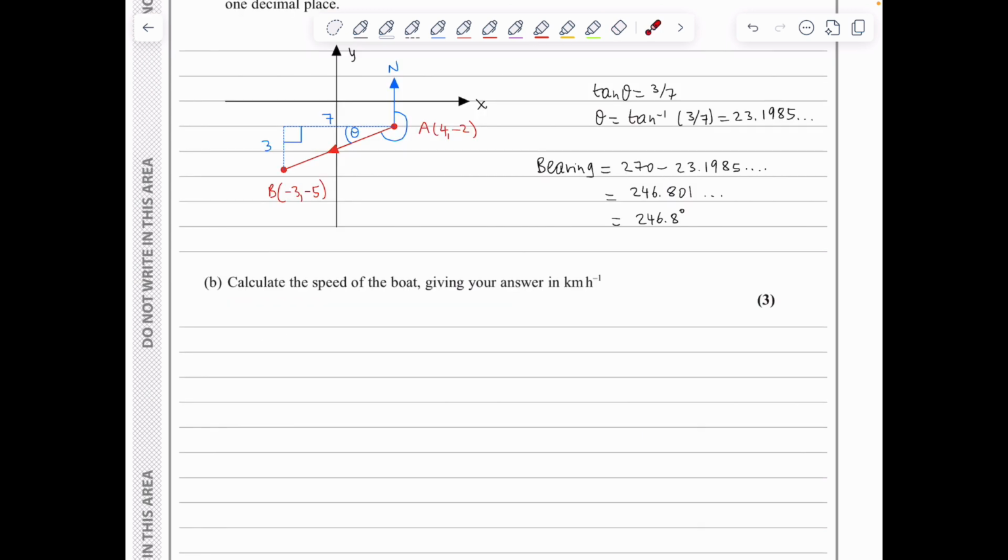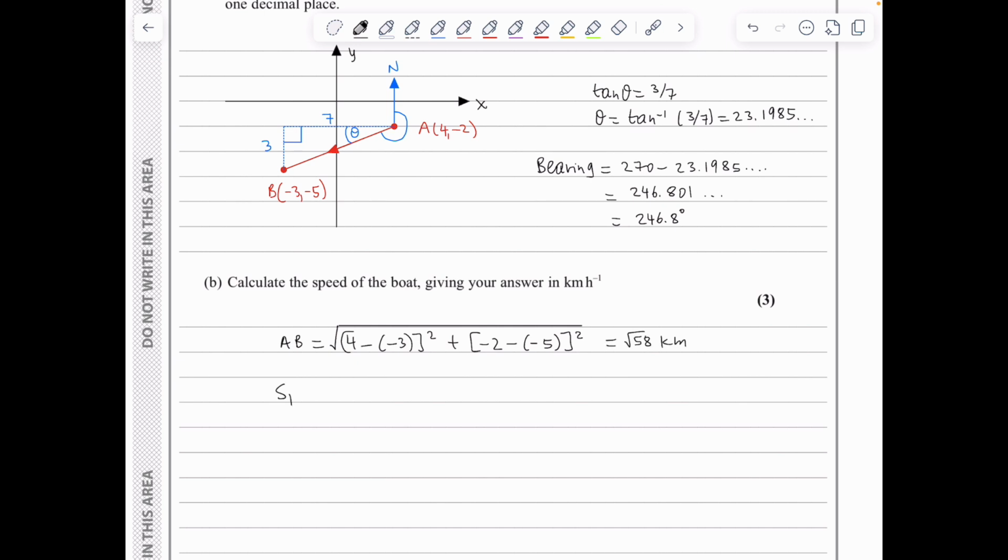In part B, we need to calculate the speed of the boat, giving our answer in kilometers per hour. So I will start by finding the distance between A and B. So I'm doing the distance formula. It's the square root of (x2 - x1)^2 + (y2 - y1)^2. So -2 minus the -5, squared, and all under a square root. This gives an answer of root 58 kilometers.